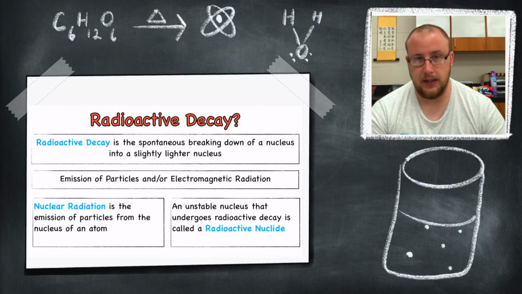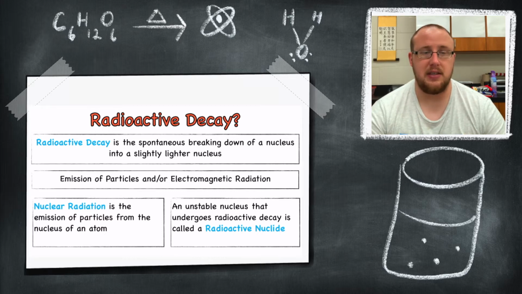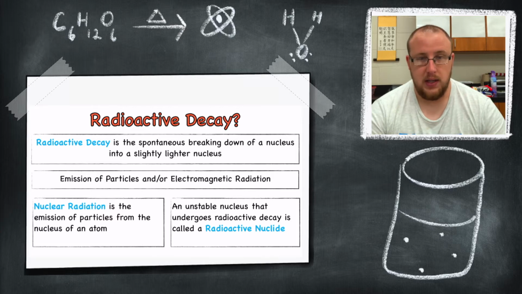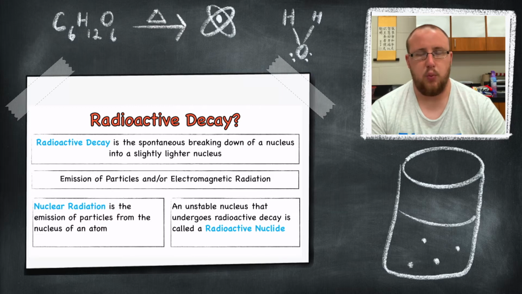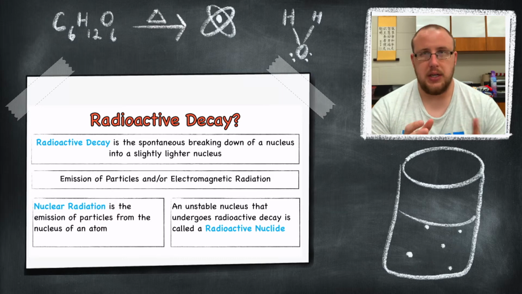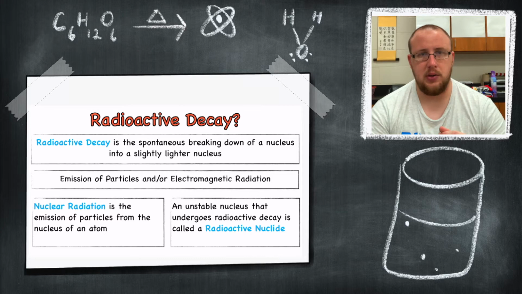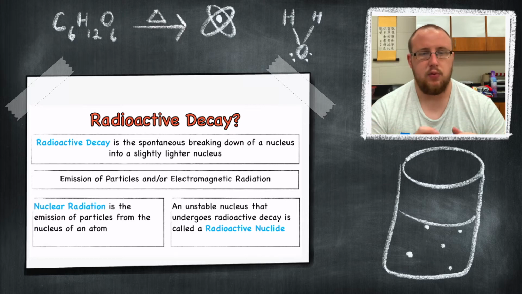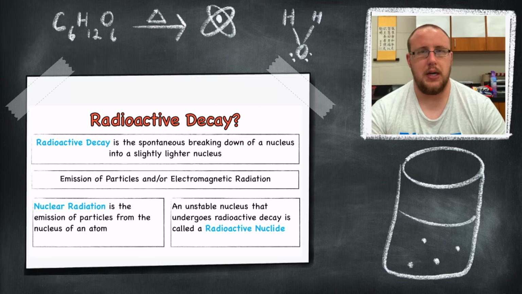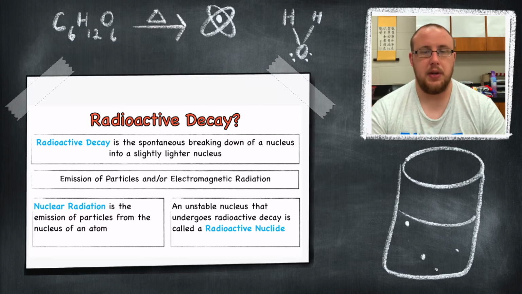It's not just decay of breaking down, but it's radioactive because it's releasing stuff. What is being released is how we're going to identify what type of radioactive decay it is. A nuclear radiation is when something in the nucleus is not stable, so they get rid of some part of their nucleus to make it more stable, whether that's a proton, a neutron, or something else. It's removing stuff from the nucleus to be more stable. An unstable nucleus that undergoes radioactive decay is called a nuclide.